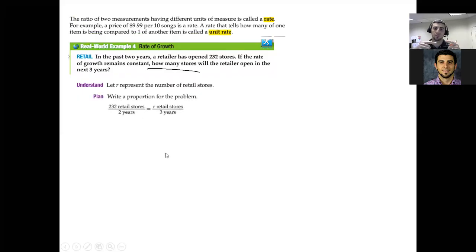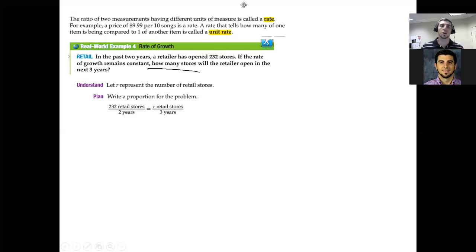What are the two numbers that we know, with the units, that we can set up a ratio? Well, we know 232 stores per 2 years. So 232 stores over 2 years would be our first fraction. Then the second one you set up using the variable and the other number that you know, but make sure you set up the same units in the numerator and denominator as your first fraction.